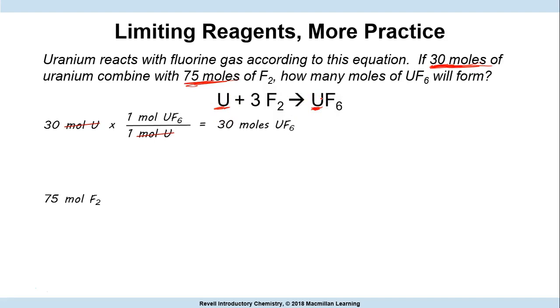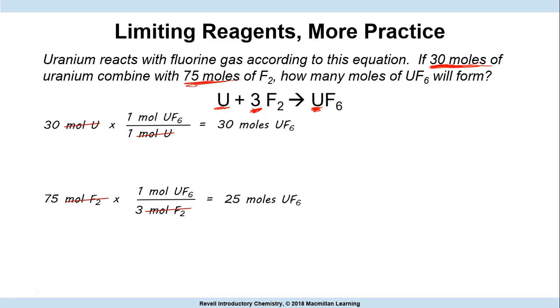Now let's see how many moles of uranium fluoride the 75 moles of fluorine will give us. In the balanced equation, 3 moles of fluorine gives us 1 mole of uranium fluoride. So the conversion factor is 3 moles of fluorine is equal to 1 mole of uranium fluoride. For the conversion factor, the fluorine will be at the bottom so that it can cancel out. So we'll have 1 mole of uranium fluoride at the top and 3 moles of fluorine at the bottom. So we multiply 75 times 1 mole of uranium fluoride by 3 moles of fluorine at the bottom. So you see that you have 25 moles of uranium fluoride.